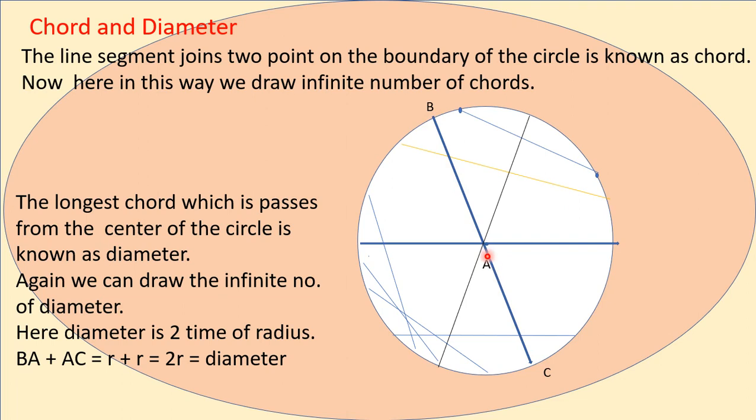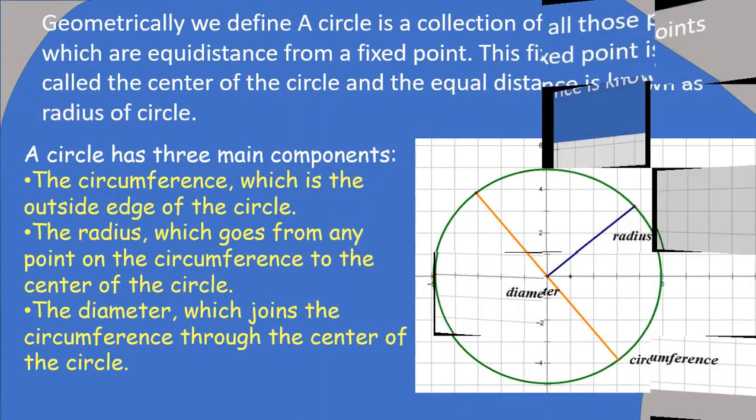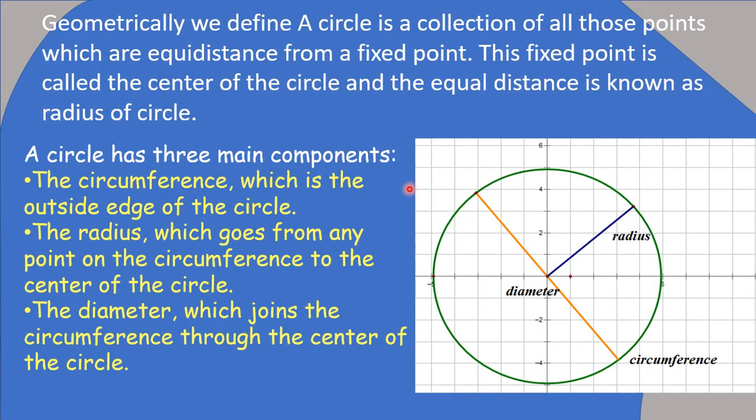So we can say BA plus AC is equal to radius plus radius, that is OA, OB and OC are the radius of the circles. So we can say R plus R, that is 2R, or as we know that diameter is 2 times the radius.